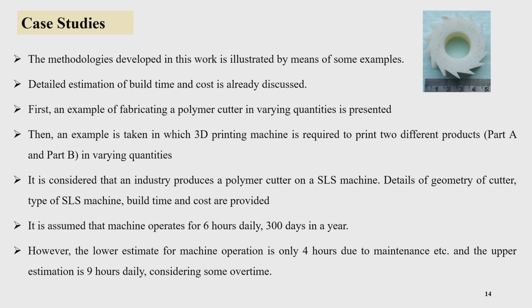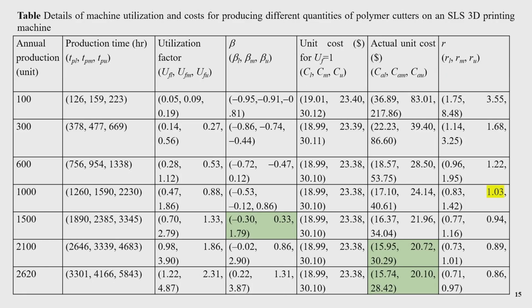It is considered that an industry produces a polymer cutter on an SLS machine. Details of the geometry of the cutter, type of SLS machine, build time and cost are provided. It is assumed that the machine operates for 6 hours daily, 300 days in a year. However, the lower estimate for machine operation is only 4 hours due to maintenance etc., and the upper estimate is 9 hours daily considering some overtime. So then you just make a table.